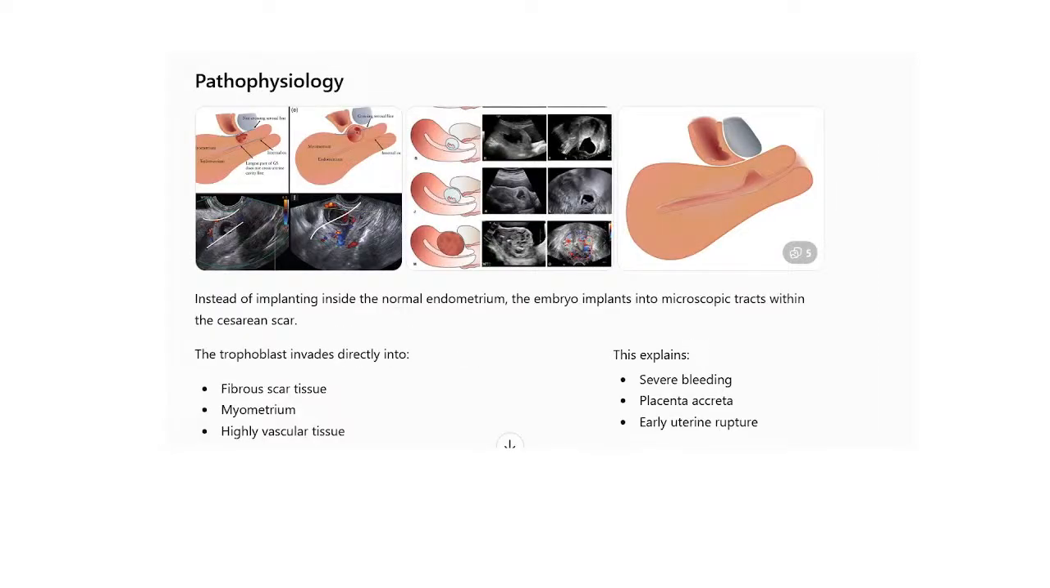So what is the pathophysiology of this type of ectopic pregnancy? Instead of implanting inside the normal endometrium, the embryo implants into the microscopic tracts within the cesarean scar. The trophoblast invades directly into the fibrous scar tissue in the myometrium, a highly vascular tissue. This explains why severe bleeding, placenta accreta, and early uterine rupture normally occur.